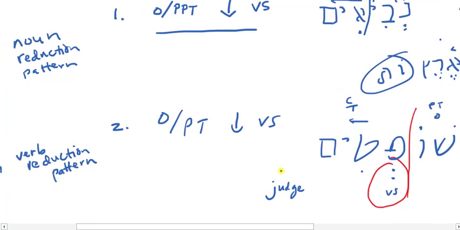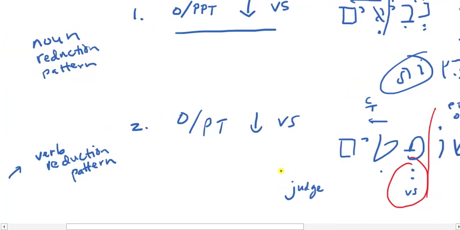And here is the method. What's really going on in the second paragraph is what I've told you to write down as the verb reduction pattern. Okay? That is to say, open pretonic reduction to vocal shewa is a pattern that verbs follow. Open propretonic reduction to vocal shewa, the first paragraph, that is the pattern that nouns follow. And what Ross has done is he's given you a word as your example that looks like it is a noun, but as a matter of fact, it is actually a verbal form.